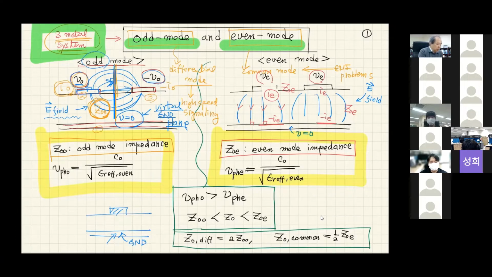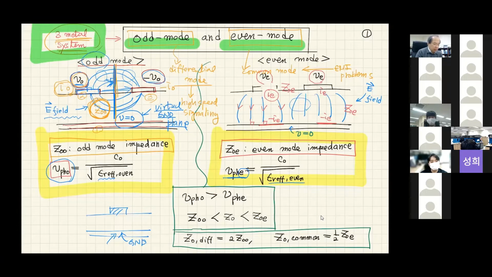Let's also talk about phase velocity. In odd mode, more field is exposed to air. Because of the distribution of some field to the air and the dielectric, we're going to have some effective dielectric constant. And because of that, we're going to have a slightly different phase velocity in odd mode. However, in even mode, most of the fields are inside the dielectric material, and so it's going to be affected by the dielectric constant of this material, and we're going to have a different even mode velocity.